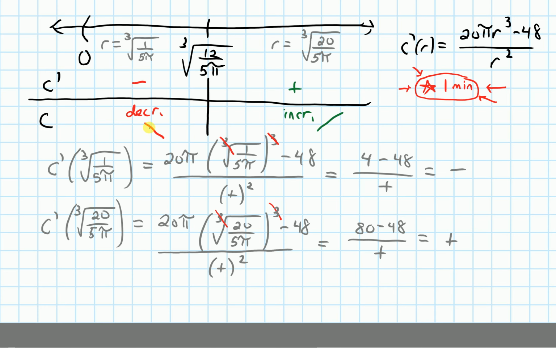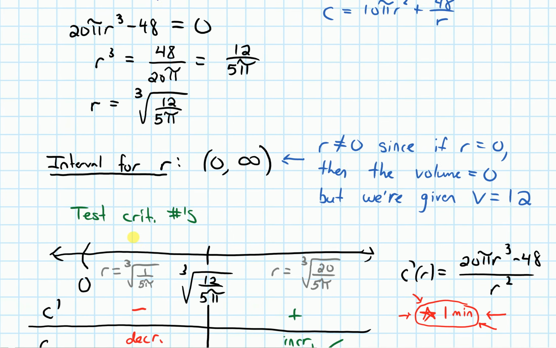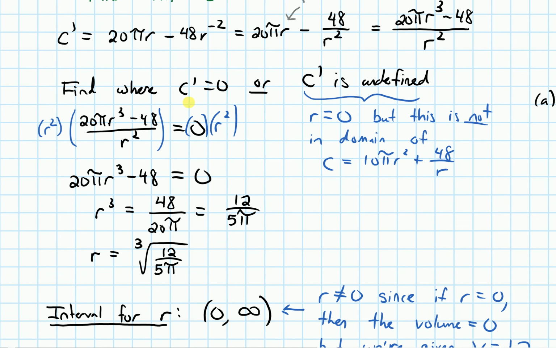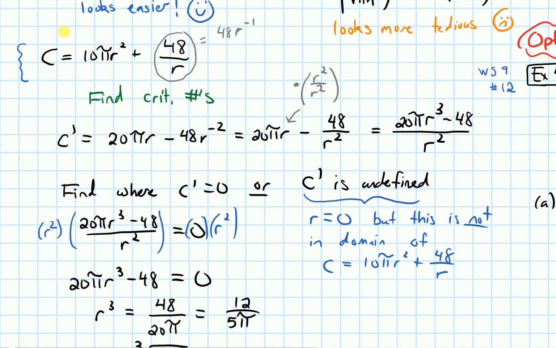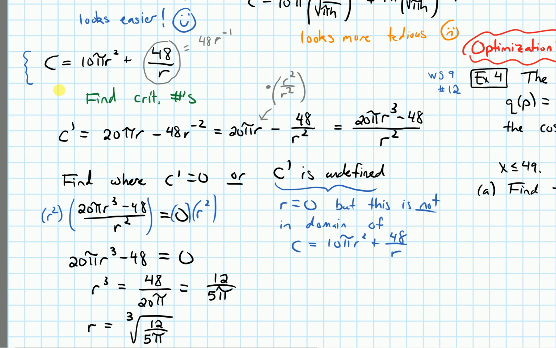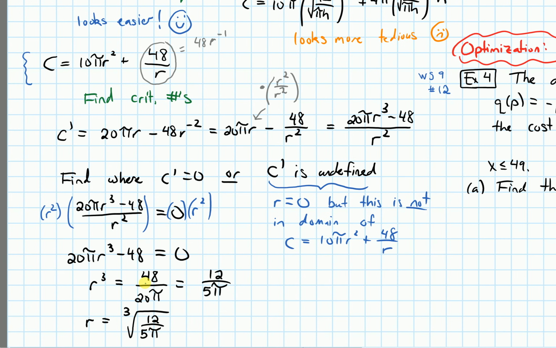So when my function changes from decreasing to increasing at a critical number, and I know this is a critical number because it made my derivative equal 0, and this r value is in the domain of the original function. This r value, this cube root, doesn't make this denominator of c equal 0 like r equals 0 did. That's why r equals 0 was not a critical number.